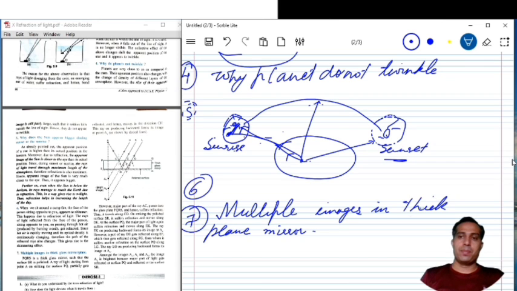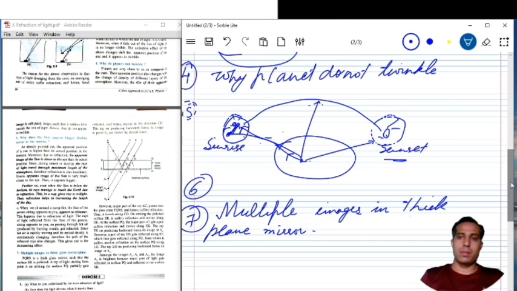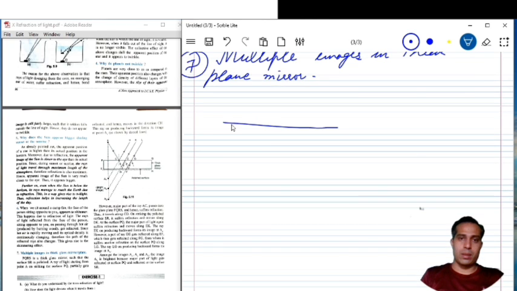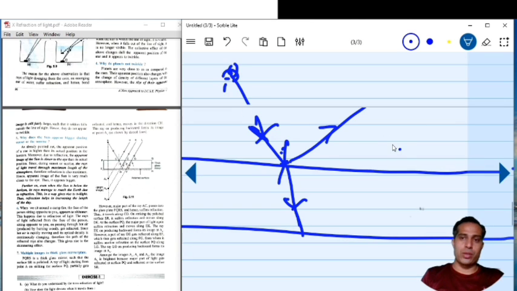So how does it happen? If we take the example of a thick glass mirror, this is the thick mirror, and the object is placed here and a ray of light is traveling like this. At this surface there will be partial reflection, and partially the ray of light will get refracted, like this inside. Partial reflection and partial refraction will take place.